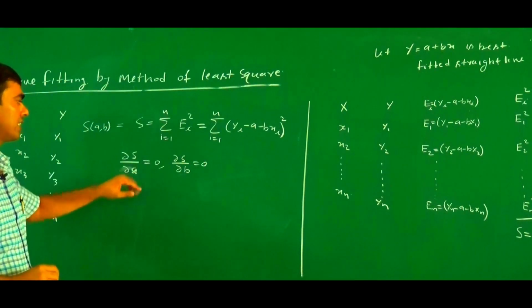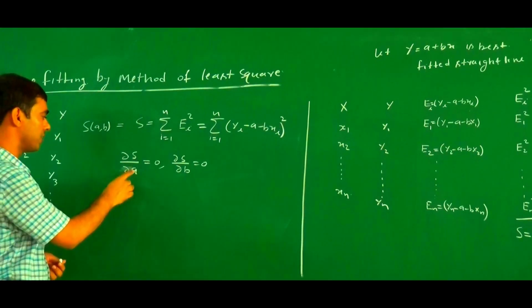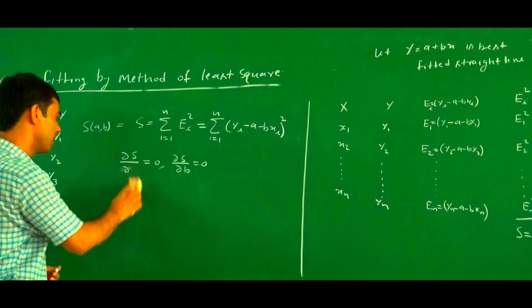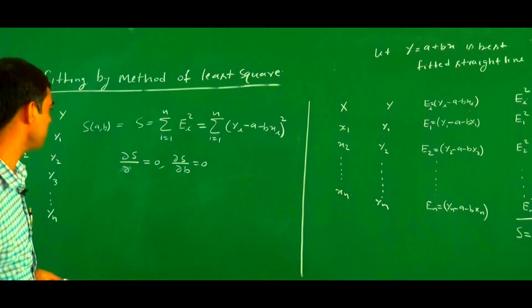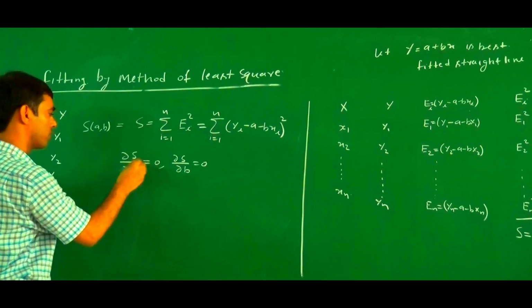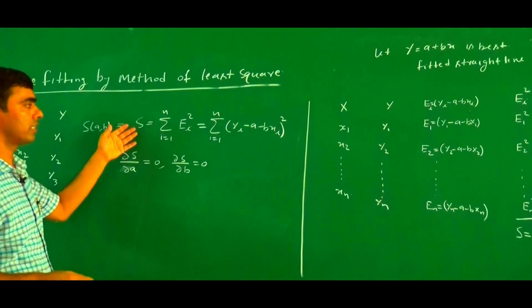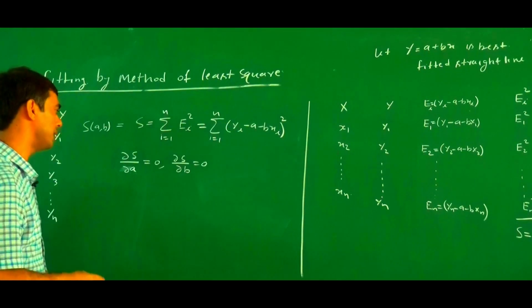So this one is a necessary condition: del s upon del a equal to 0 and del s upon del b equal to 0. Del s upon del a equal to 0 and del s upon del b equal to 0. Now, what is the value of this partial derivative with respect to a?